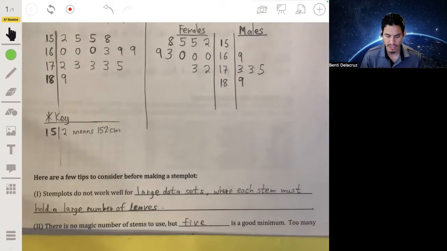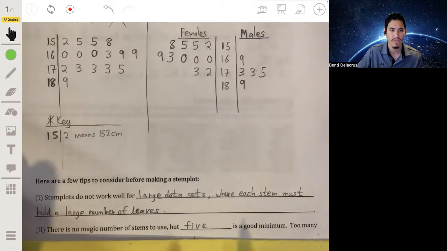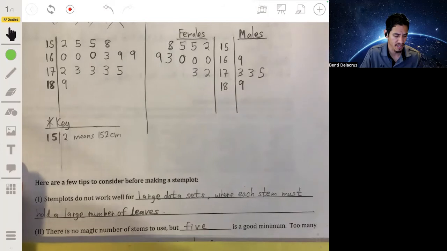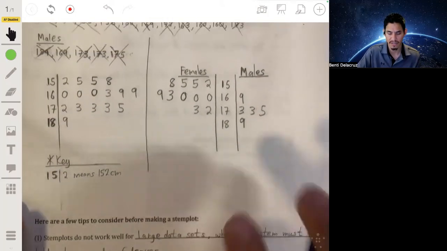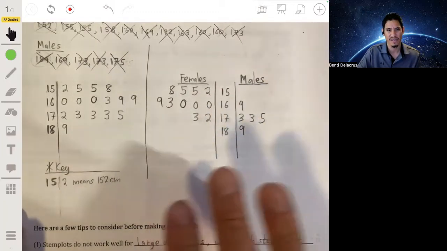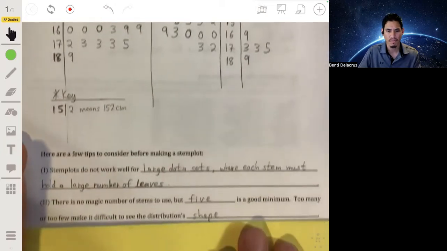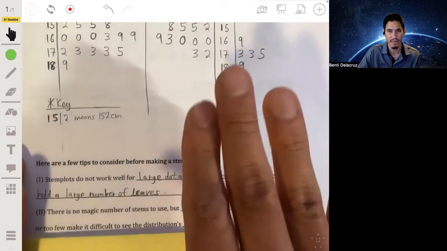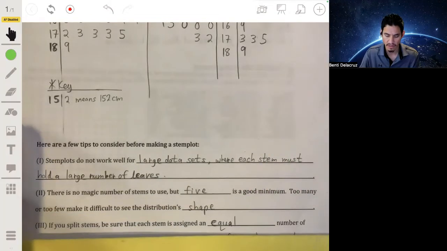Now, there's not a magic number for how many stems to use, but usually 5 is a good minimum. Too many or too few doesn't let you see the distribution shape. So you can see, since we had a small set of data and we only used 4 stems, it was kind of hard to really see what was going on. But again, we didn't have that many values in our data set.